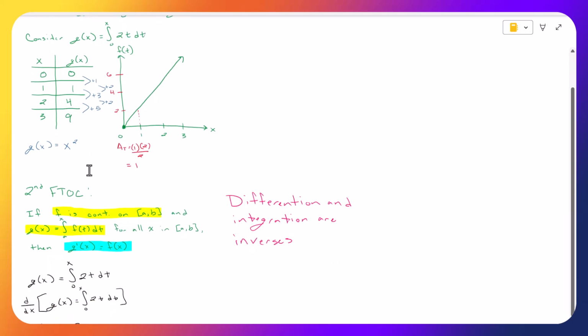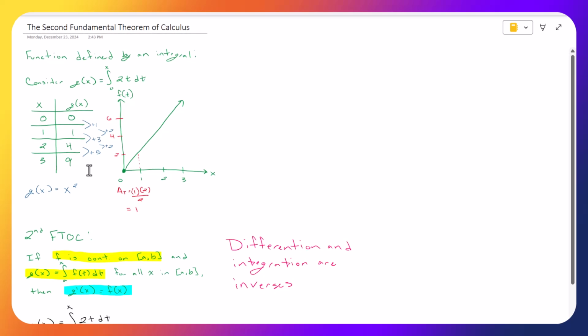And that's all I have to say for the second fundamental theorem. I'm going to do another video going over some example problems because applying this theorem is a little bit harder. The problems they're going to ask are going to be tricky, but our big idea, these are inverses. Boom.